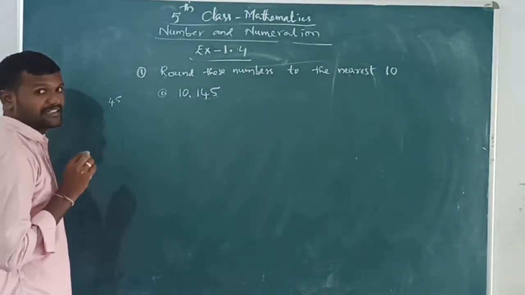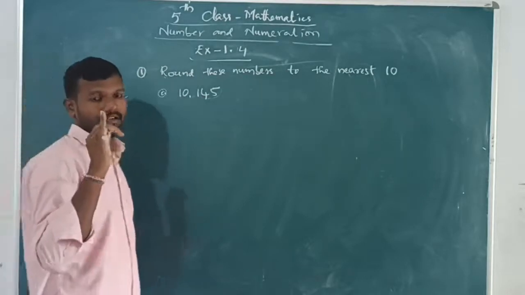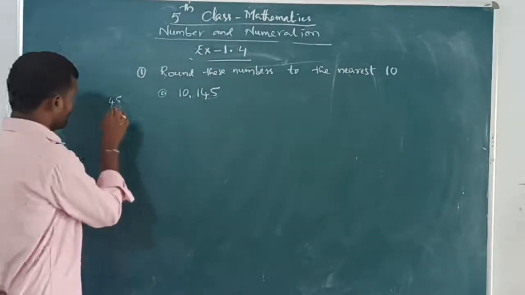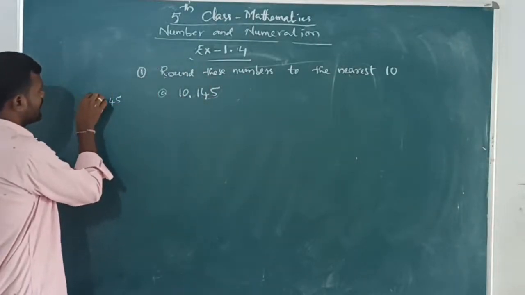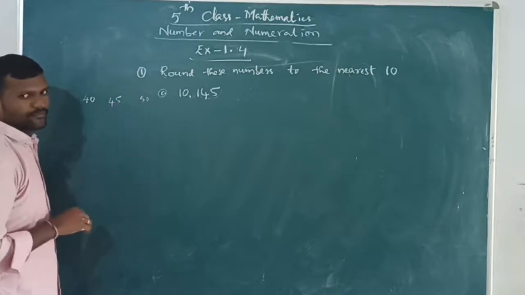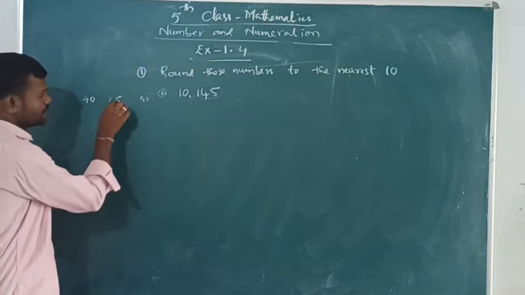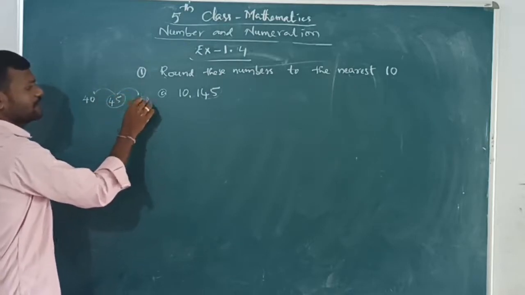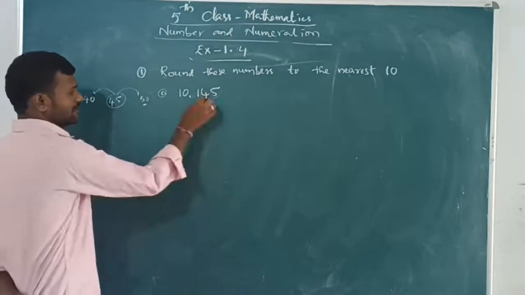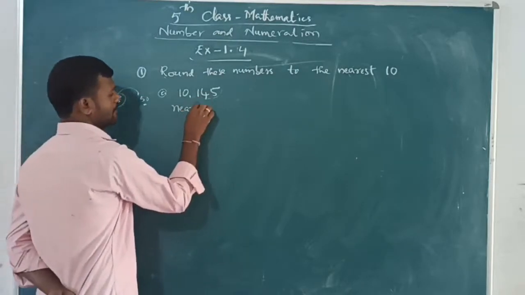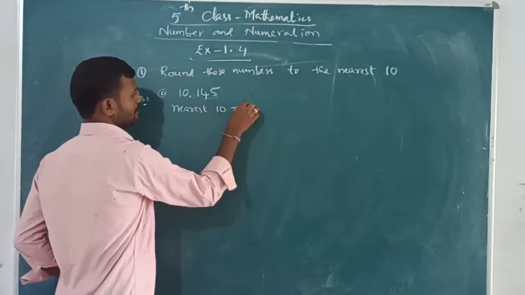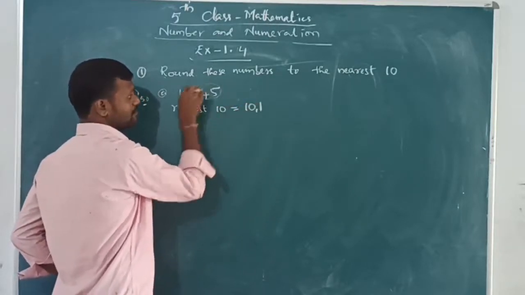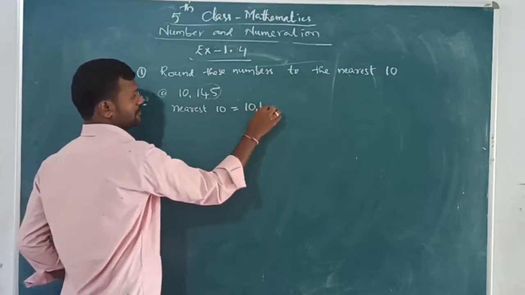45 is closer to which tens? Tens means what I said? 10, 20, 30, 40, 50, 60. Those are tens. So 45 is between 40 and 50. So 45 is closer to which number? Either 40 or 50. What we should write? We should write the greater number. So 50 only. So nearest 10 is equals to what? 10,150. These three are not changed. Only we have to change these two only. So 45, it is closer to which number? 50.